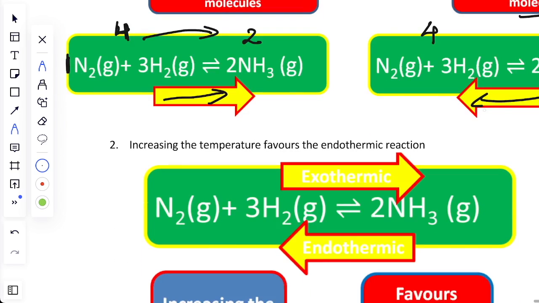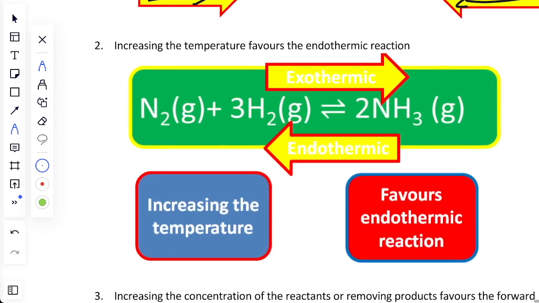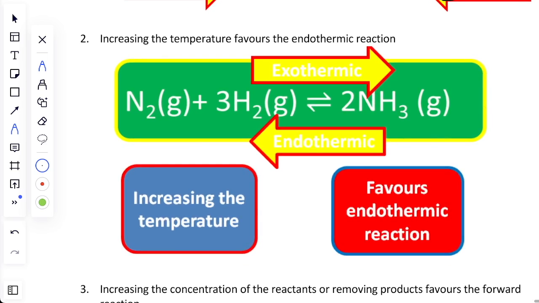The other factor is increasing the temperature. If I increase the temperature, it will favor the endothermic reaction. Now, in most cases, the question will say if the forward reaction is endothermic or exothermic. If the forward reaction is endothermic, if I increase temperature, it will shift to the right. If it is exothermic the other way, here it's written exothermic, so it will shift to this right.